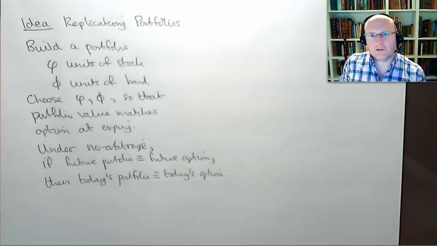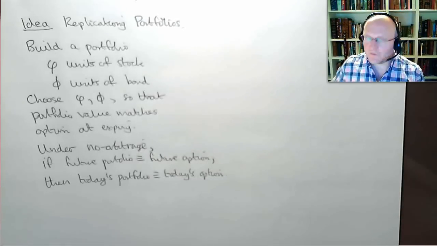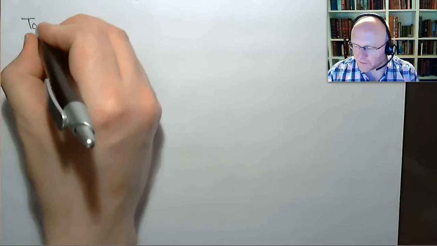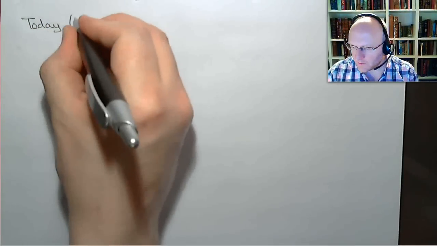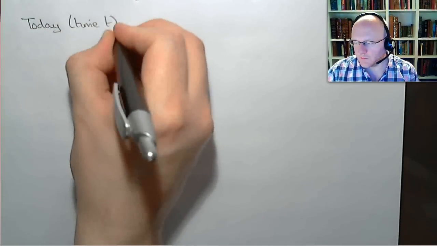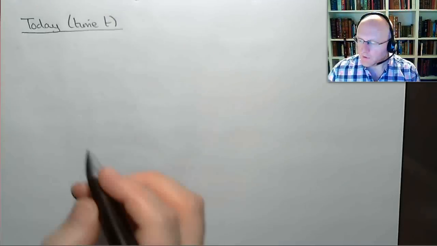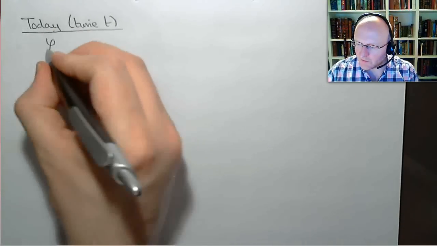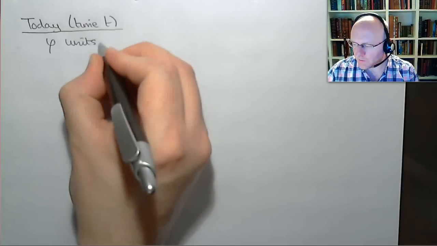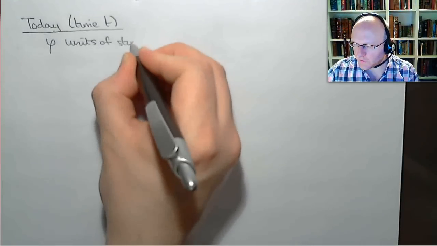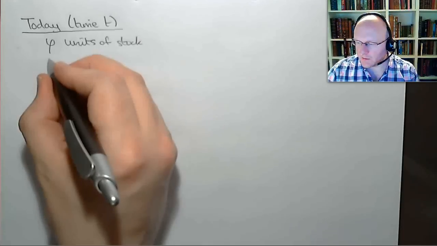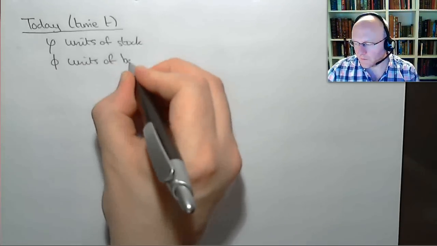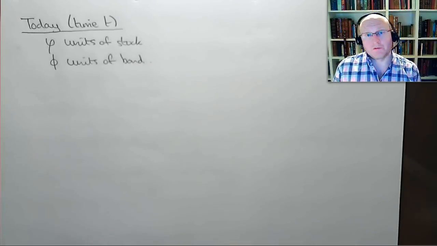Now let's see if we can actually do it. Let's figure out what the portfolio would be worth. So let's look at the position today, which I'm going to take as time t, and the idea is that we're going to invest in a certain number of units of stock and some other number of units of our riskless bond position.